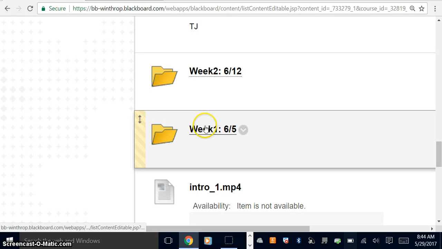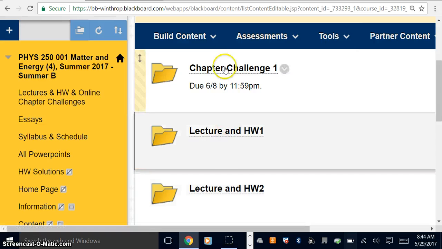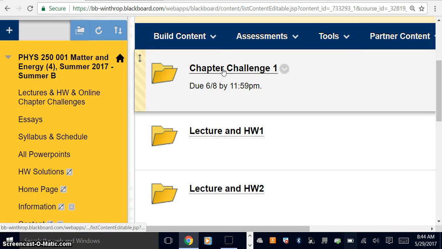So the chapter challenges are weekly. Here's week 1, for example. There's chapter challenge 1 at the top. They are not included on the final exam. These are just additional chapters that we added to the course, and really what that does is it makes the course a 4-unit course.